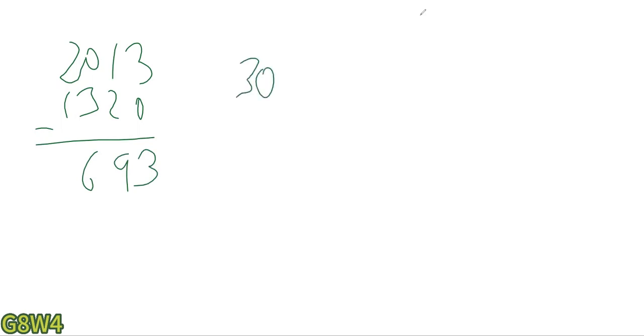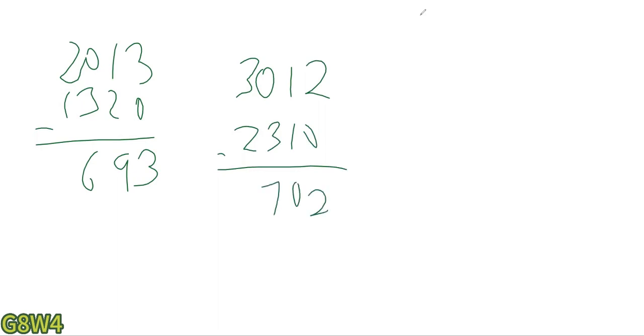2013 minus 1320 is 693. 3012 minus 2310 equals 702. The 702 is the largest difference. So the largest possible difference between two adjacent numbers on the blackboard is 702. All right.